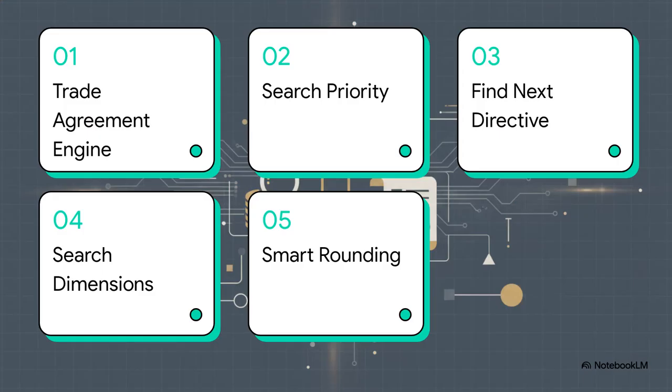Here's our roadmap for this explainer. We'll be covering the trade agreement engine, search priority and logic, the Find Next directive, price search dimensions, and finally, smart rounding and currencies. Let's dive in.